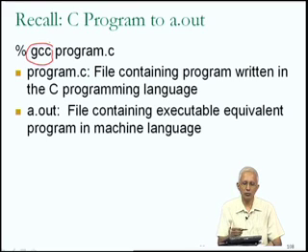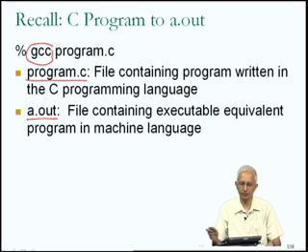And the idea was that you typed your C program into a file. In this case, the file is called program.c. And what GCC does is it takes your program as input and generates as output an equivalent program in the machine language. And the default name of the equivalent program is a.out.